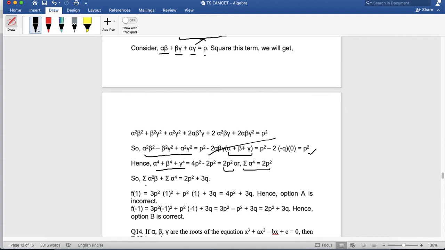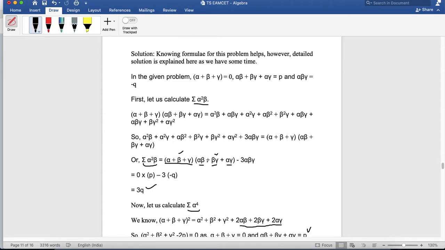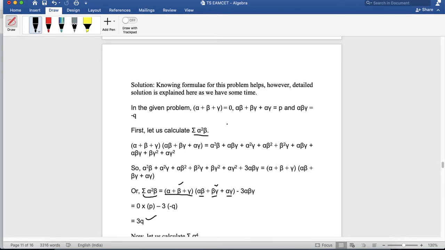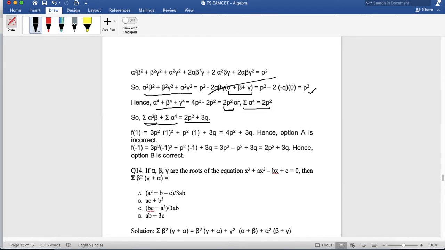I know that sigma alpha square beta is 3q. So sigma alpha square beta plus sigma alpha 4 is 2p square plus 3q. Like I already told you, if you don't remember the formula, you will waste 5 to 10 minutes, which is undesirable in this exam. So if you don't know the formula, do not attempt this problem. I have derived it because I have time over here. I'm not writing an exam.